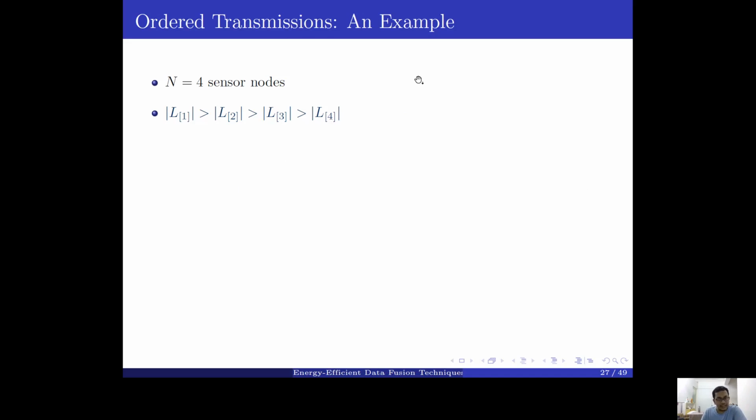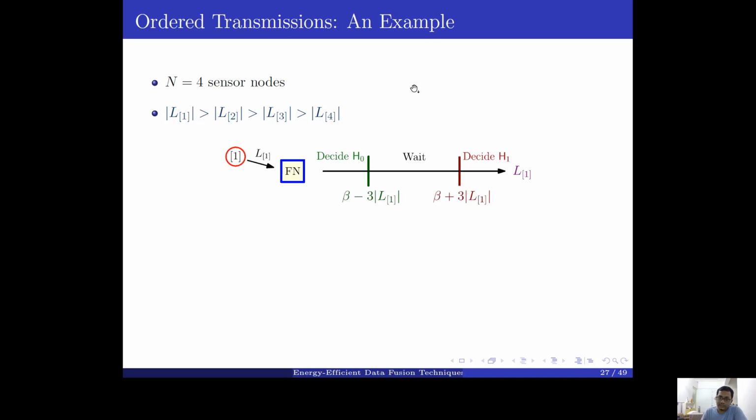We show that with an example. We have a network with 4 sensor nodes, and the best node will send its LLR to the fusion node. The fusion node will decide H1 if the LLR exceeds an upper threshold, or it will decide H0 if it is below a lower threshold. If it lies between these two, it will wait for the next transmission.